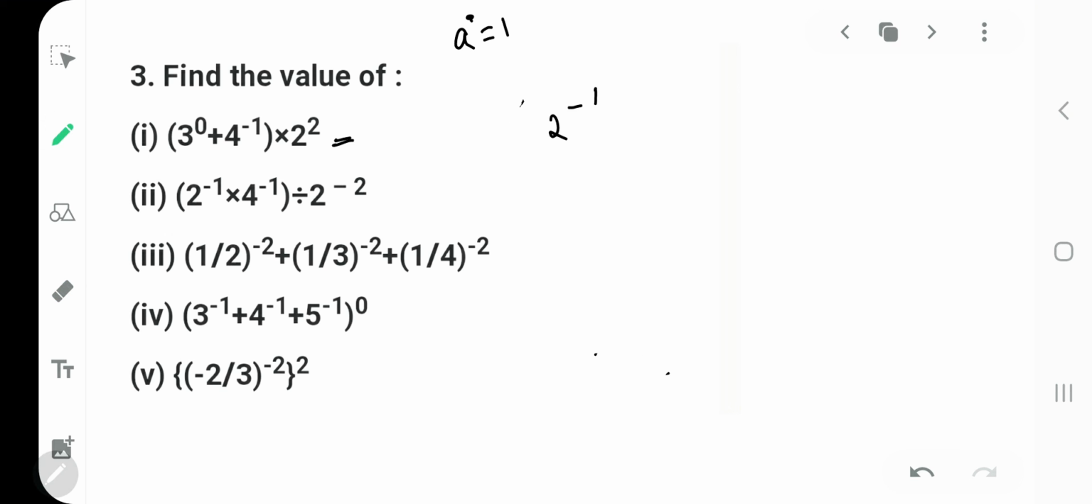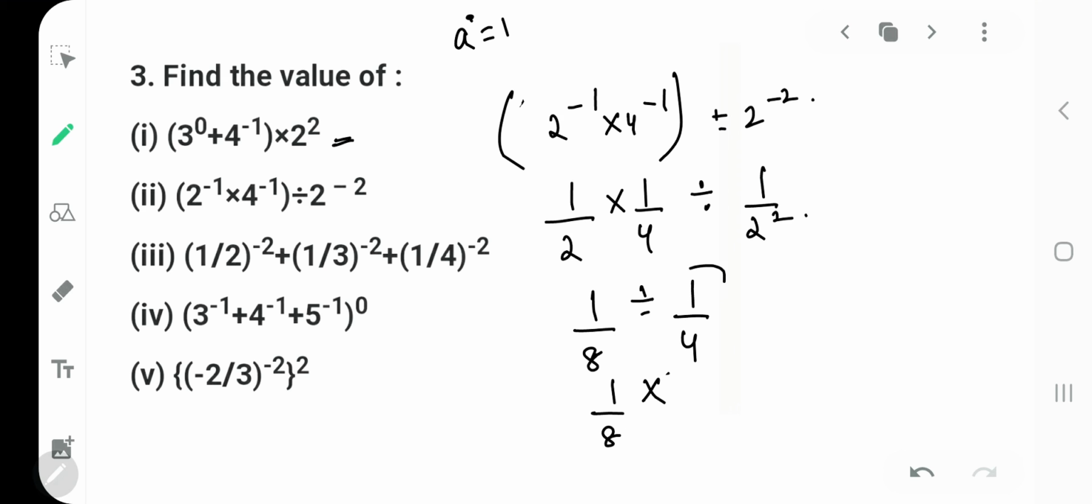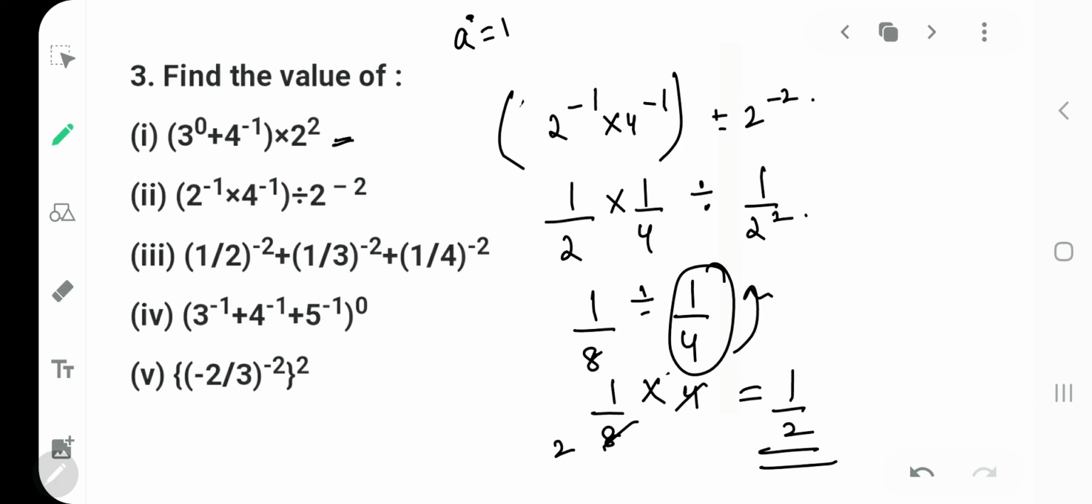Our next is 2 raised to minus 1, 4 raised to minus 1 divided by 2 raised to minus 2. All the exponents are negative. Please make them positive. So that will be 1 upon 8 divided by 1 upon 4. Do you know, my dear kids, when you have division and you convert into multiplication, your fraction will reciprocate. So your answer is 1 upon 2. Is that clear, kids? Shall we jump on to next?